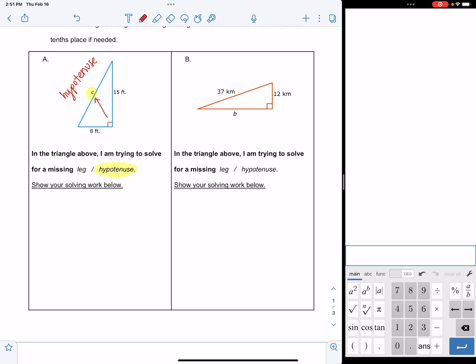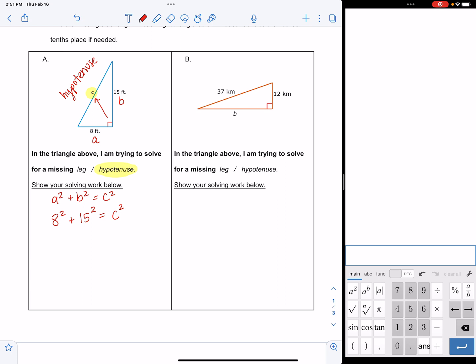The formula is, and I really recommend that until you have this formula memorized, you always write it down to start. The a and b values are our legs. Now it doesn't matter whether you call 8 a or 15 a, but these are both the legs. So one of them must be a and the other one must be b. Now we can substitute these values into the equation so that it reads 8 squared plus 15 squared equals the hypotenuse squared.